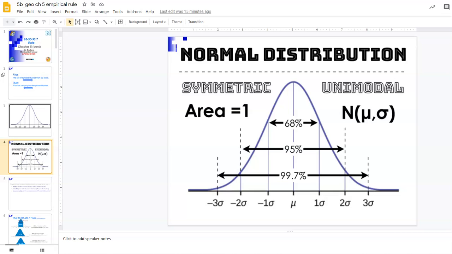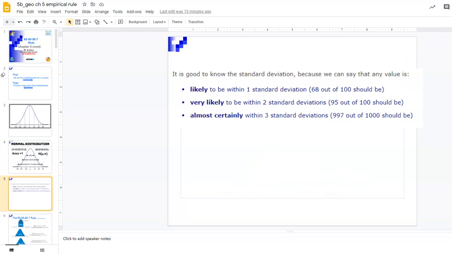Here you have the notation. This capital N tells you that you're looking at a normal distribution, parentheses, the mean, and then the standard deviation. It is good to know the standard deviation because we can say that any value is likely to be within one standard deviation, very likely to be within two standard deviations, and almost certainly within three standard deviations.